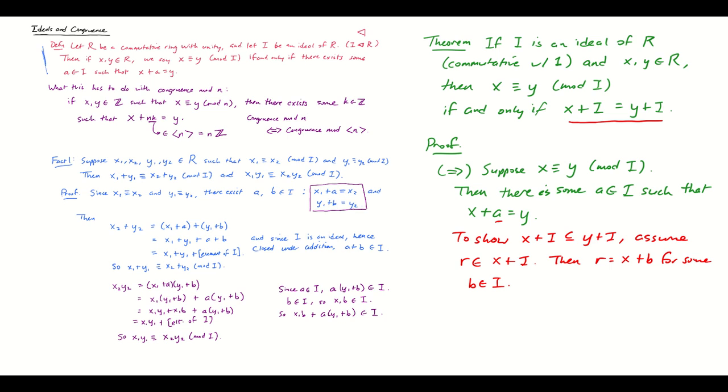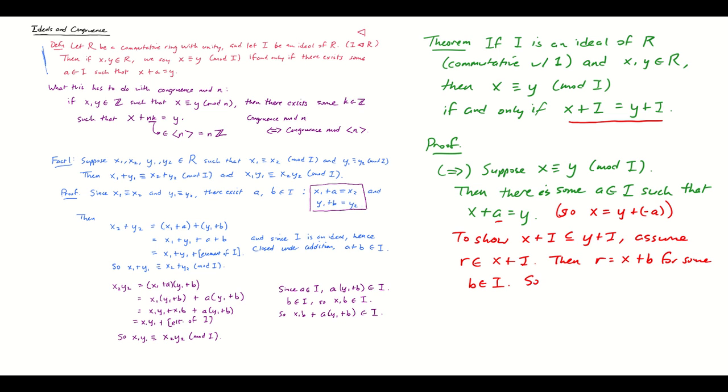Okay, so now let's just think about this. We want to show that r belongs to y plus I. So how are we going to make that happen? Well, we need to use the relationship between x and y, I think. So we know that x plus a is equal to y. So we can also say that x is equal to y plus negative a. And we know negative a also belongs to the ideal. So that's good to know.